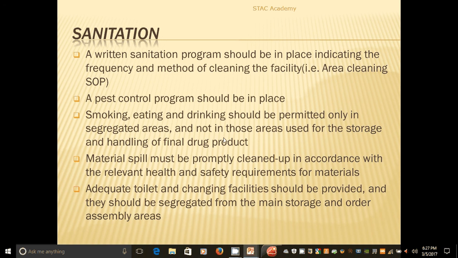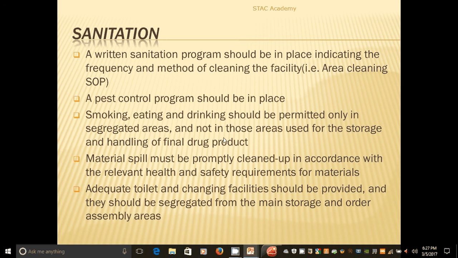Smoking, eating, drinking should be permitted only in the segregated areas and not in those areas used for the storage and handling of final drug product. Material spill must be promptly cleaned up in accordance with the relevant health and safety requirement for the materials. MSDS could be used in order to follow the health and safety requirements.